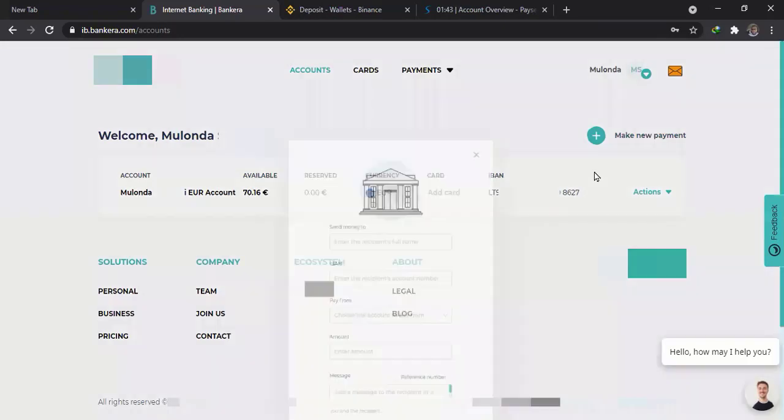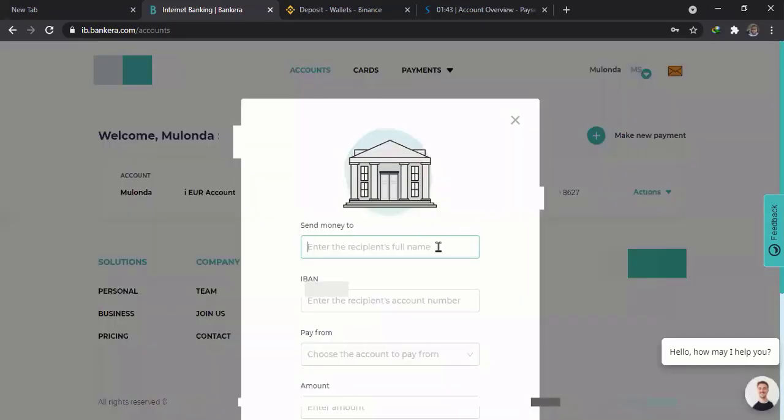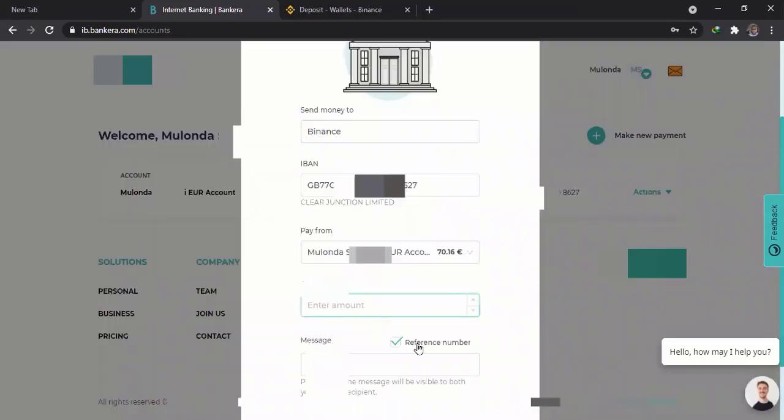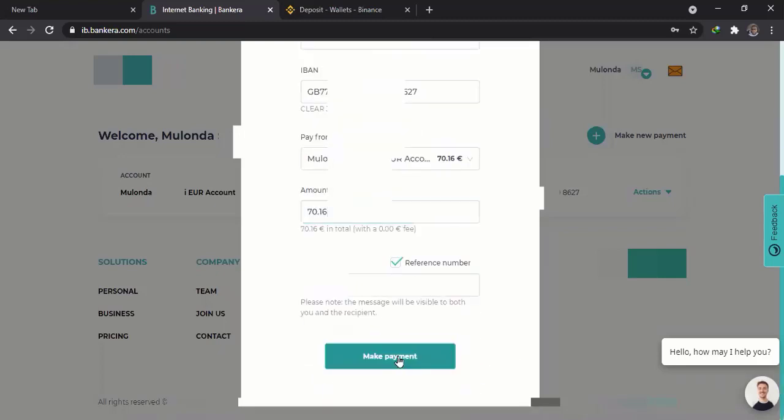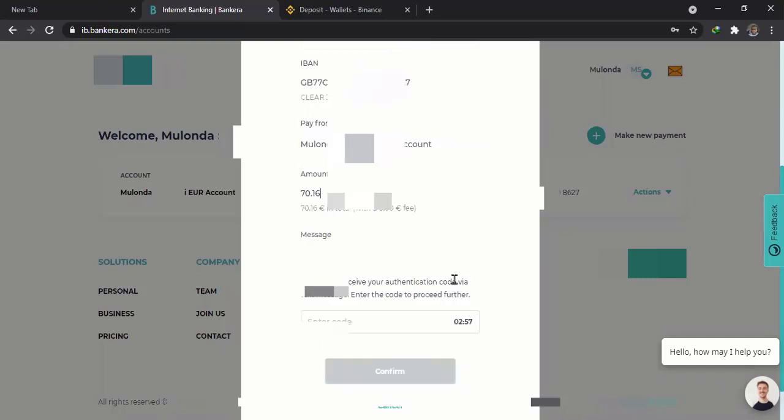So once you click on make new payment, you need to enter in your details here. Once you've entered in the beneficiary name, Binance, their IBAN, the amount, and the ref, you can then proceed with the payment. I'm proceeding with the payment. Your bank might or might not request you to enter in a code. Mine does request that, so we can wait for this.